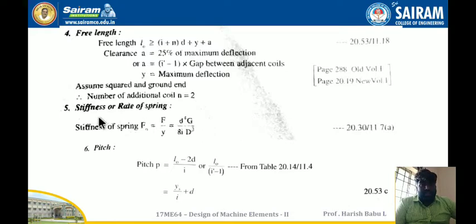The stiffness or rate of spring, Fn, is given by F by Y, that is d to the power of 4 G divided by 8 i D cube. The equation number is 20.30. Pitch P is equal to (L0 minus 2d) divided by i, or L0 divided by (i minus 1). From table 20.14 you can select the values. Rp is equal to Yx divided by (i plus d).